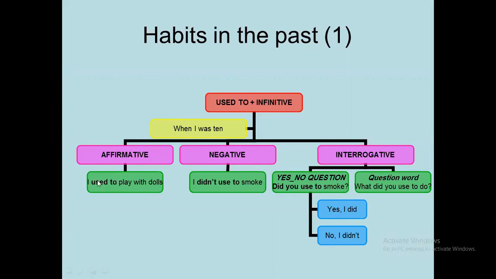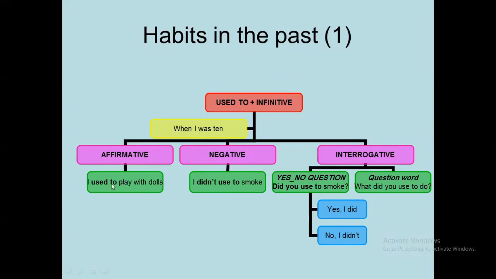refers to a habit that you did in the past and you stopped doing in the present. So as you can see, the sentence is in the affirmative form. So there is no negative form here. When I was 10, I used to play with dolls. If I want to make it negative, when I was 10, I didn't use to smoke.